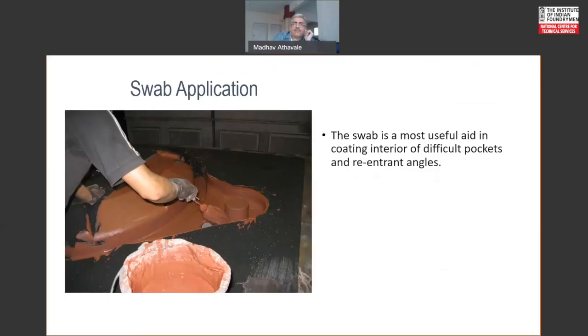The swab is most useful aid in coating the interior of difficult pockets because it is flexible and re-entrant angles, which is slightly difficult when it comes to using brush. It will be fair to say that in more organized foundries these days, brushing and swabbing is getting replaced with slightly higher production levels. It is gradually getting replaced by the flow process because of its inherent advantage of more even surface and better casting finish, etc.